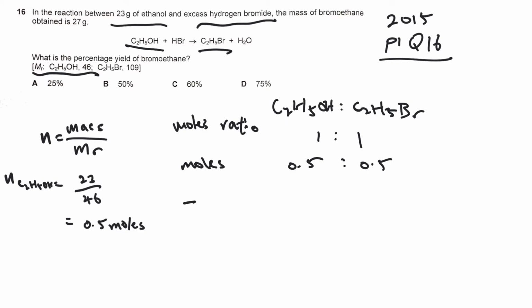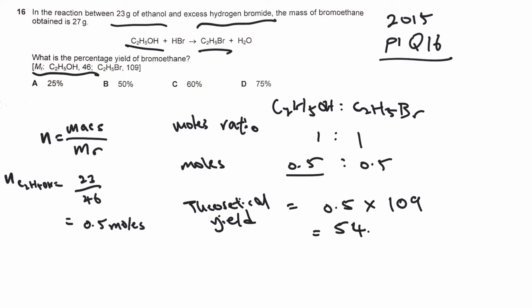So your theoretical yield, since we know that 1 mole of ethanol gives us 1 mole of bromoethane, then 0.5 moles of ethanol will give us 0.5 moles of bromoethane. If we multiply that by the Mr, we know that we are supposed to get 54.5 grams of bromoethane if 100% of ethanol is converted to bromoethane. However, the question states that we only obtain 27 grams of bromoethane, right?